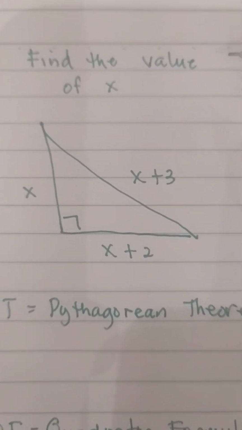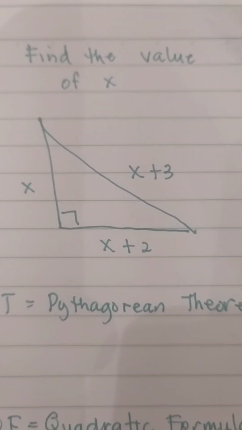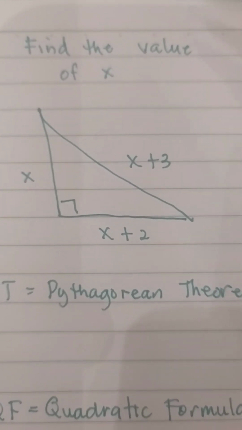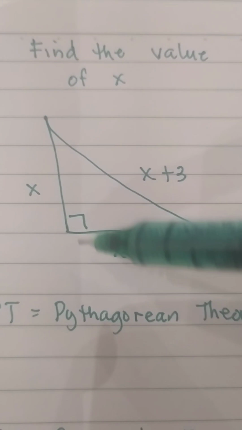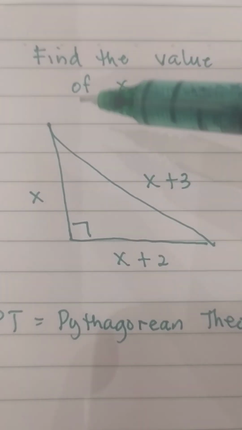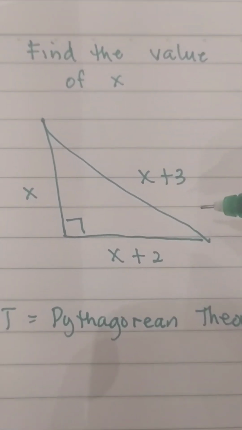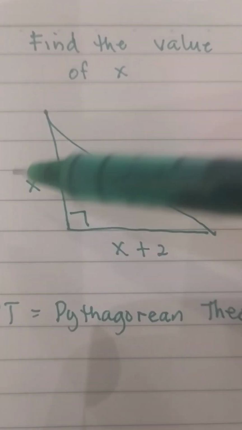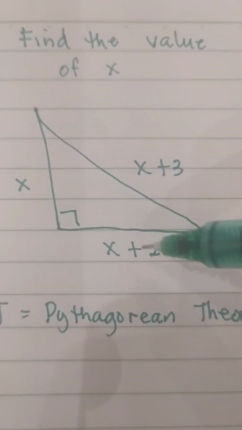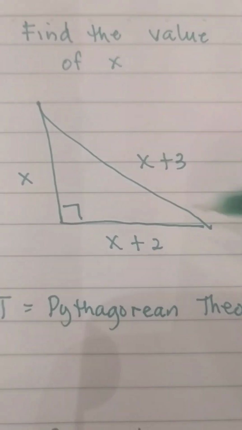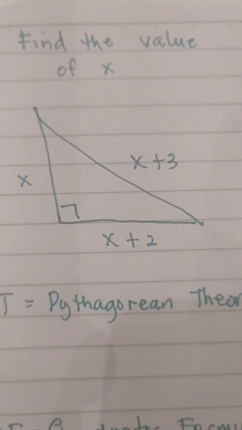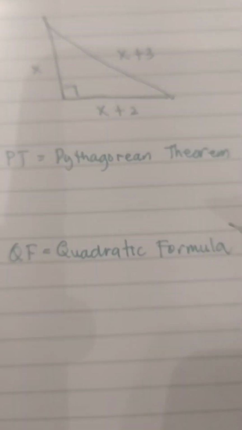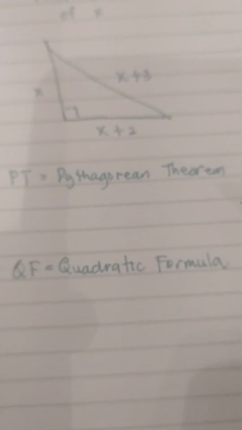So we have here an example that requires finding the value of x with this right triangle. On each side of the right triangle, we have the values of their sides. So we have x on this side, x plus 2 on this side, and then the hypotenuse is x plus 3. Now to find the value of x, we are going to use two kinds of formulas.